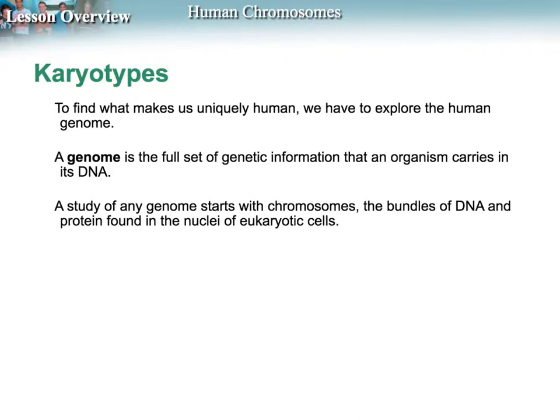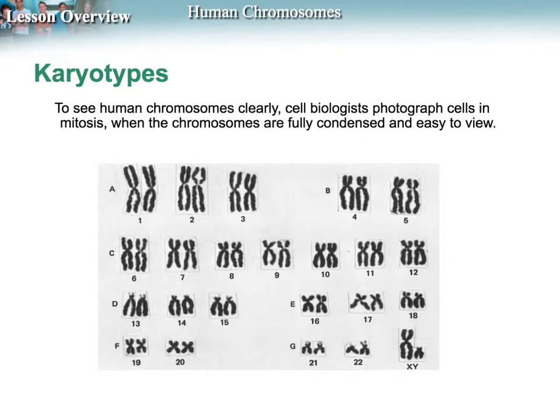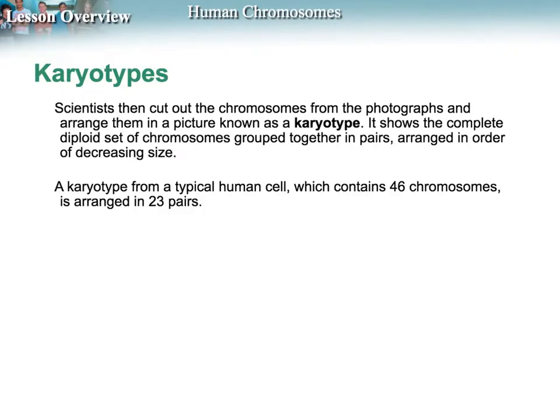To find what makes us uniquely human, we have to explore the human genome. A genome is the full set of genetic information that an organism carries in its DNA. A study of any genome starts with chromosomes, the bundles of DNA and protein found in the nuclei of eukaryotic cells. To see human chromosomes clearly, cell biologists photograph cells in mitosis when the chromosomes are fully condensed and easy to view. Scientists then cut out the chromosomes from the photographs and arrange them in a picture known as a karyotype. It shows the complete diploid set of chromosomes grouped together in pairs, arranged in order of decreasing size.